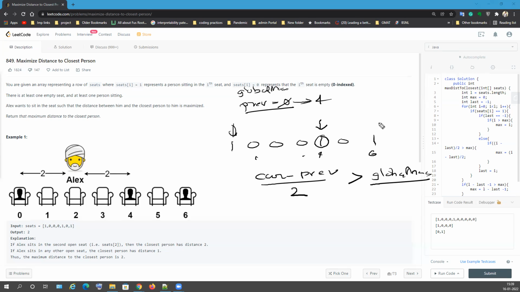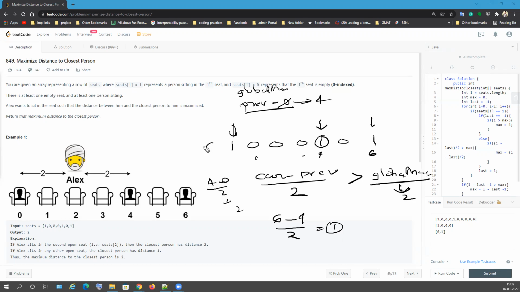Again, the pointer comes here because 1 is here, so the current index is 6. 6 minus 4 by 2 is 1. Previously it was 4 minus 0 by 2, which was 2. So global max was already 2, and now it's coming 1. There is no need to update global max because it's not greater than global max. In this way, you can solve this problem.